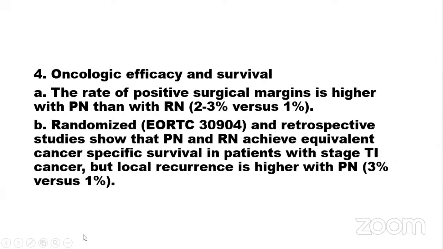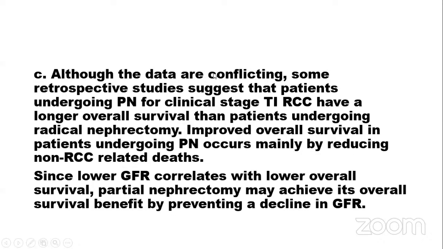Oncological efficacy and survival. The rate of positive surgical margin is higher with partial nephrectomy than radical nephrectomy, which is actually 2 to 3% versus 1% for radical nephrectomy. Randomized and retrospective studies show that partial nephrectomy and radical nephrectomy achieve equivalent cancer-specific survival in patients with stage T1 cancer, but the local recurrence is higher with partial nephrectomy, as I mentioned previously, 3% for partial and 1% for radical.